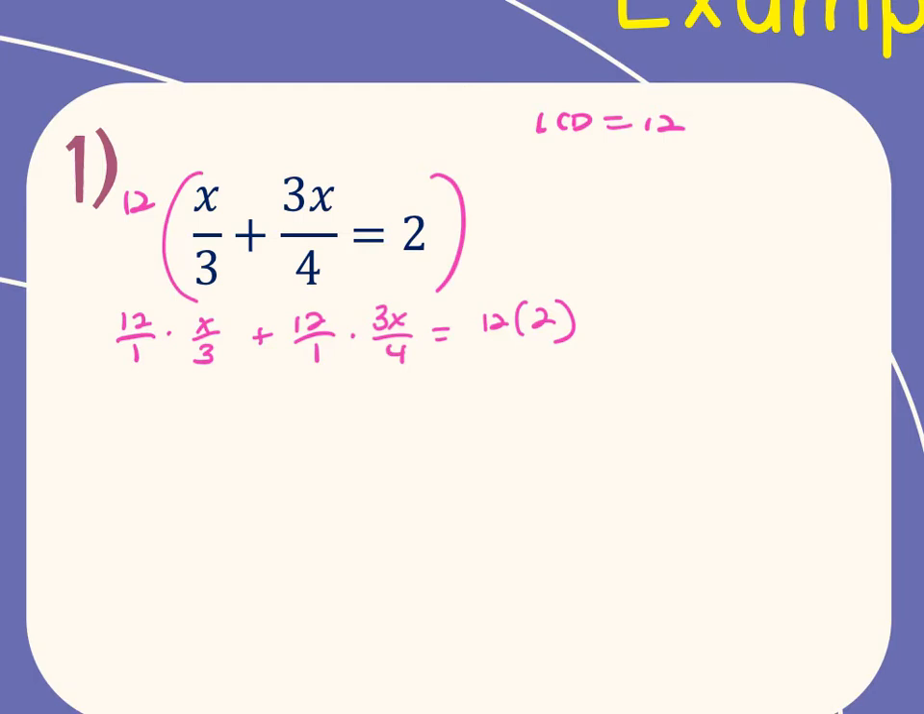Now, if you've done the right least common denominator, this next step will cancel out your denominators. So 3 goes into 12 4 times. 4 goes into 12 3 times, and 2 and 12 already don't have a denominator. That's 24.